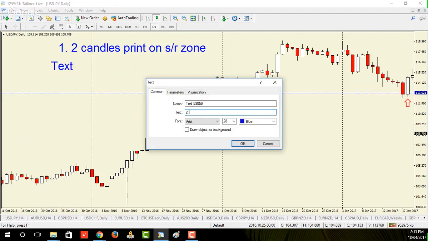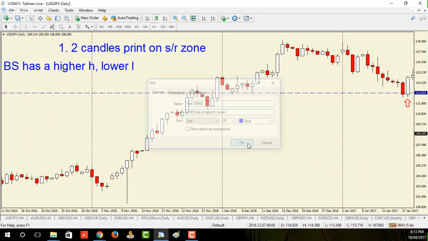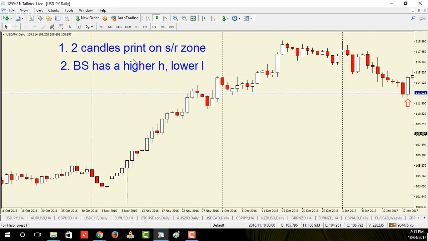But the second one is that the big shadow has a higher high and lower low. In other words, it completely engulfs the prior candle. Now, of course, this candle does have a higher high at 114.82, and the candle here has a high at 114.26. So it's got a really high high, which is great. But the lowest low is not on our engulfing candle. It's not on the white candle here. It's on the red one. So it does not have a lower low than this candle.